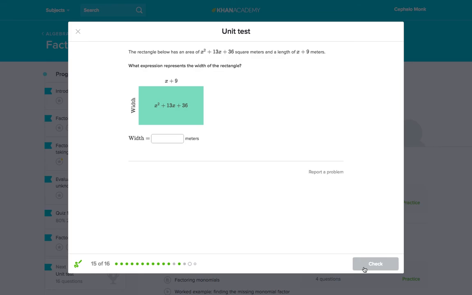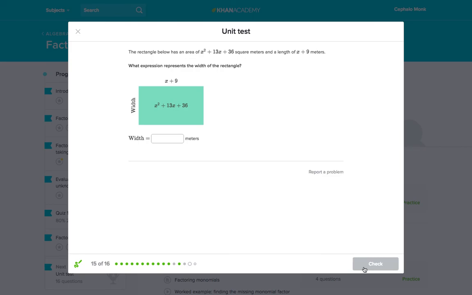So we need the other binomial, x squared plus 13x plus 36. What multipliers get 36 and add to 13? Let's do that.